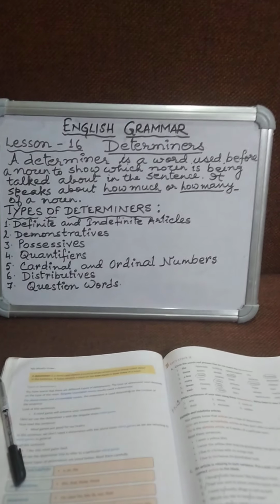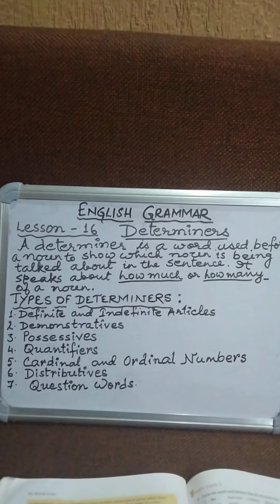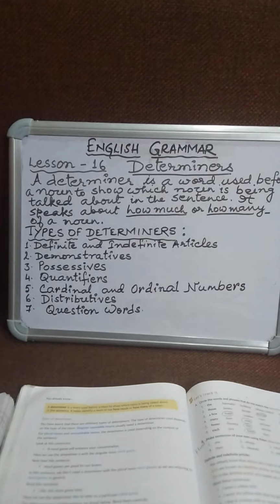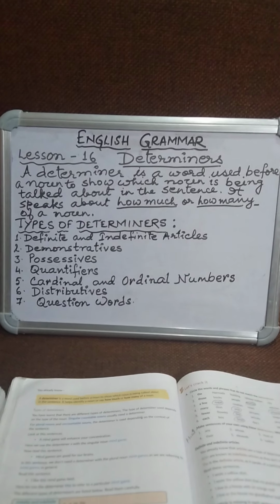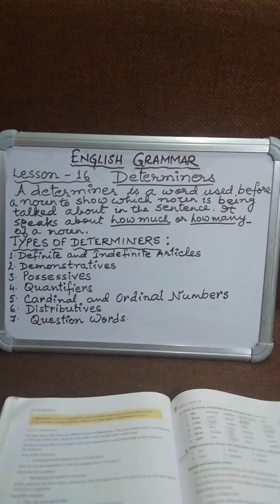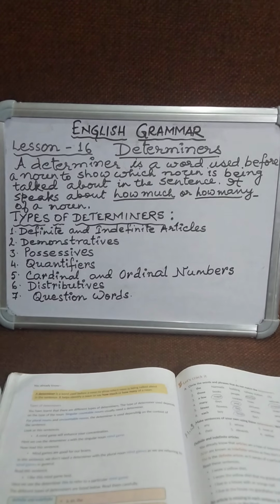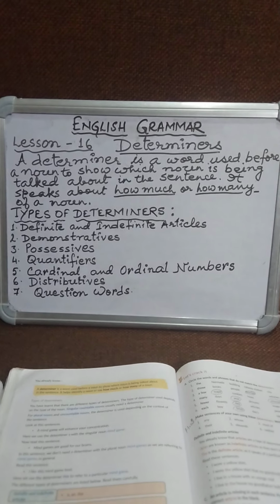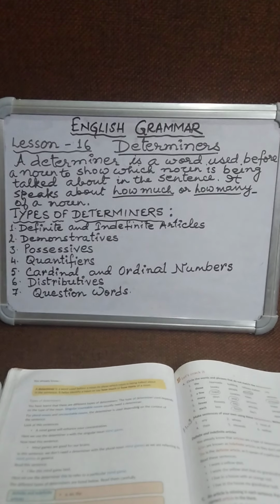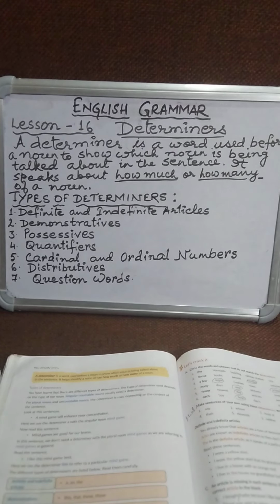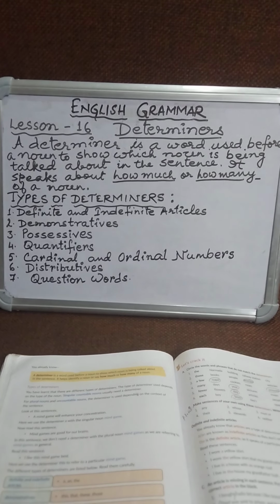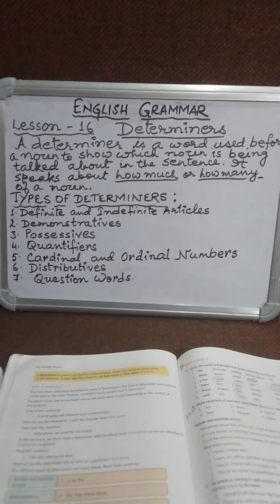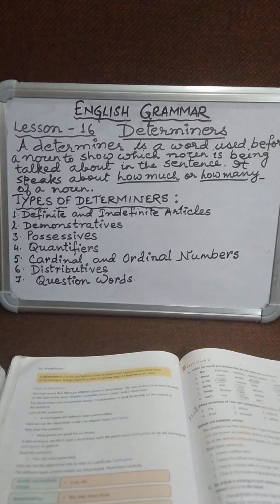In today's class, we will learn about determiners, which is the 16th lesson of our grammar book, Grammar Right, and probably the last chapter of this session. Let us know what a determiner is. A determiner is a word used before a noun to show which noun is being talked about in the sentence. A determiner speaks about how much or how many of a noun.